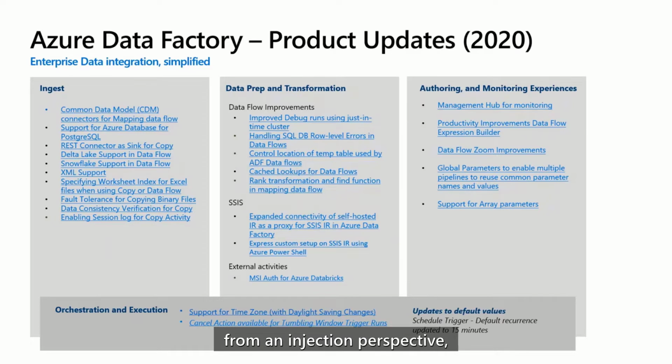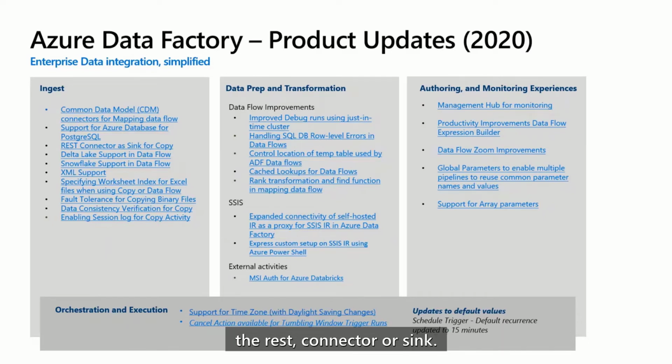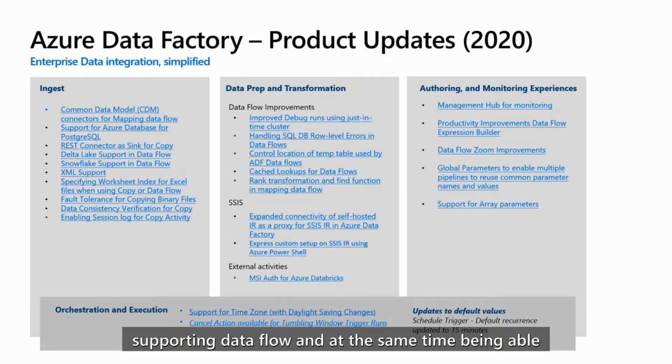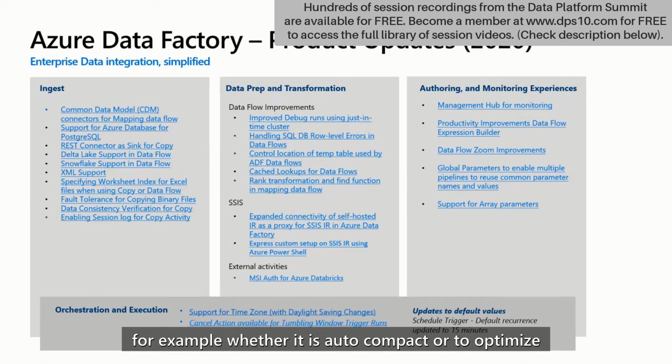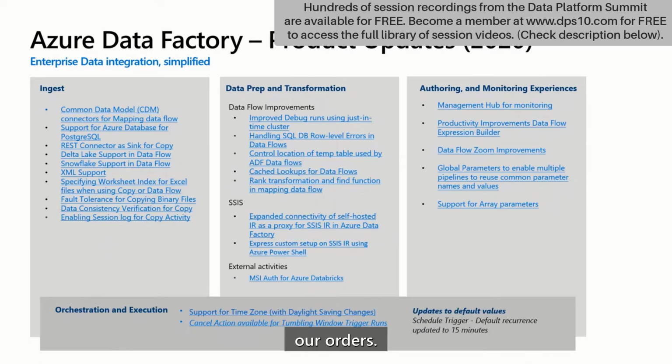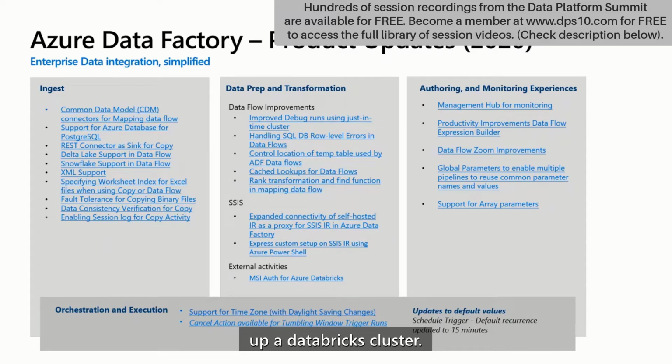Now, from an ingestion perspective, whether it's supporting the common data model or supporting both Azure Database for PostgreSQL, the REST connector or sink, all this is now out of the box available to you, and they are all generally available. Now, we get a lot of asks on Delta Lake support in Dataflow, and at the same time, being able to take advantage or leverage many of the capabilities that Delta Lake provides. For example, whether it is auto-compact or optimize, all this is now supported out of the box without you having to spin up a Databricks cluster.